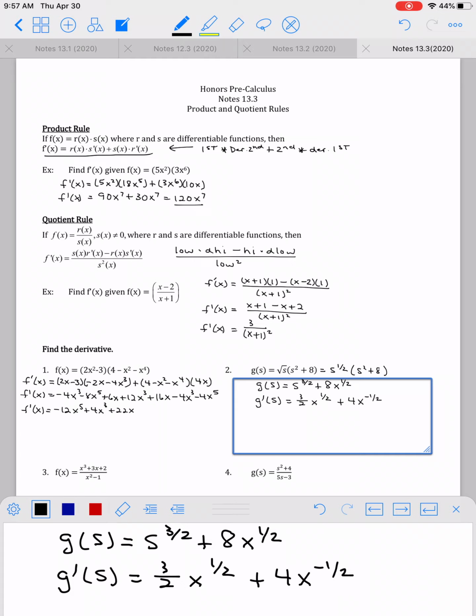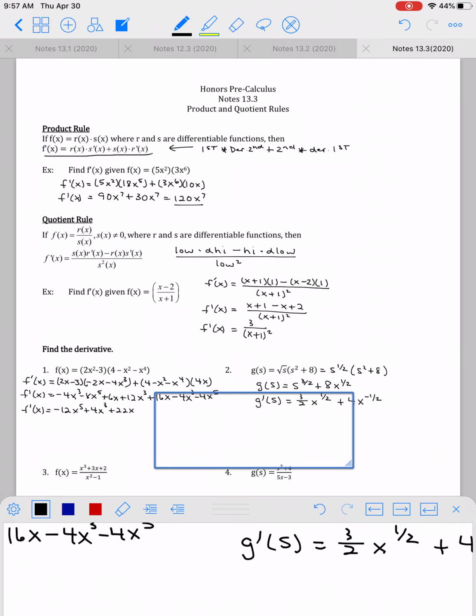Now, at this point, you can leave the x to the negative 1/2. You can also drop it into the denominator and write it with a positive. I'm going to leave that choice up to you, but I will accept your answer either way.